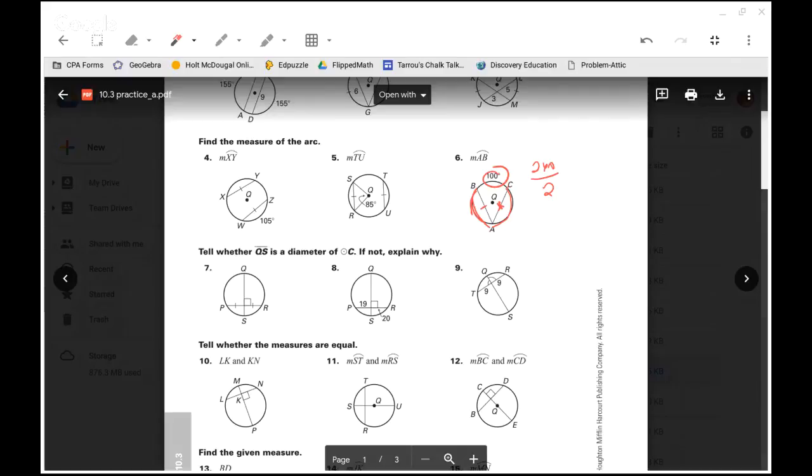Now, does that make sense? Yeah, 5 is 85.